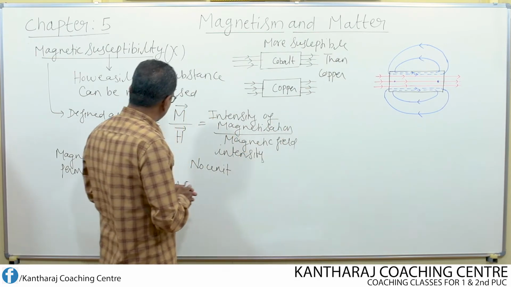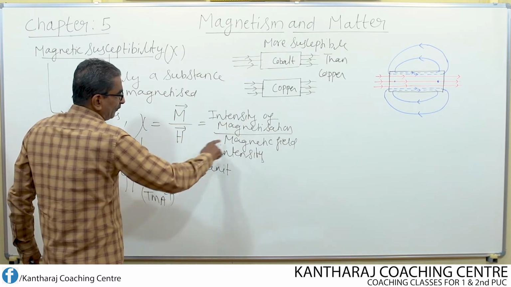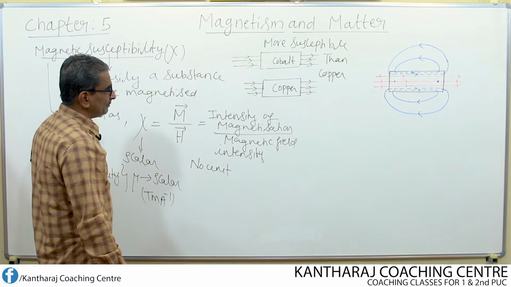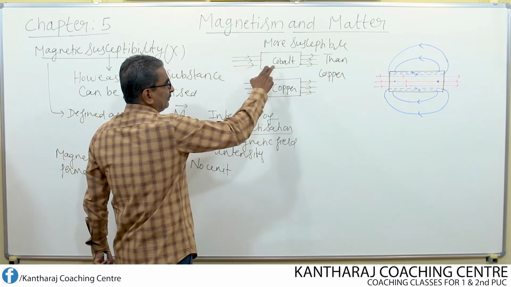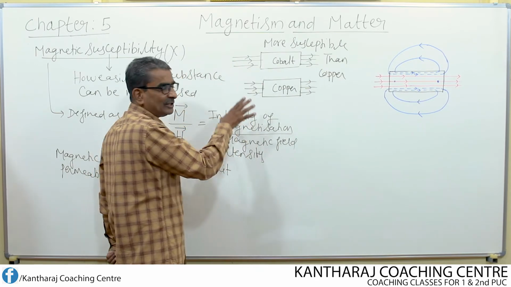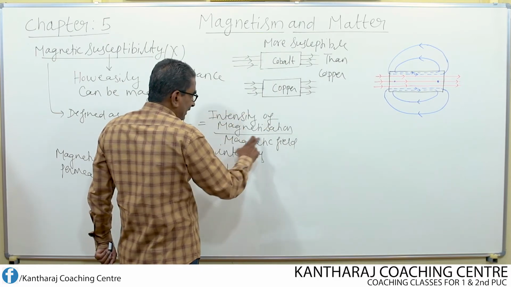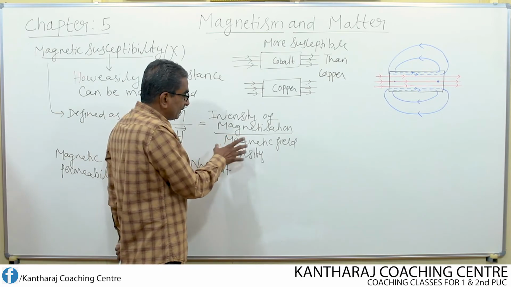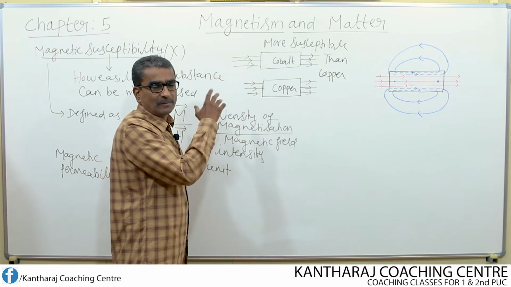That is the meaning of this, and it is defined mathematically like this: intensity of magnetization to the magnetic field intensity. That means how much the substance is able to get magnetized. If the substance gets magnetized strongly, then the intensity of magnetization also increases. So if you want to magnetize this strongly, then the magnetic field intensity or field strength should be strong. If the field strength is strong, then the intensity of magnetization also becomes strong.